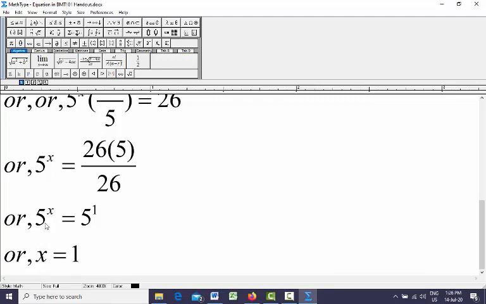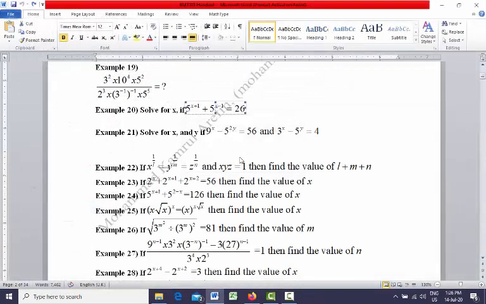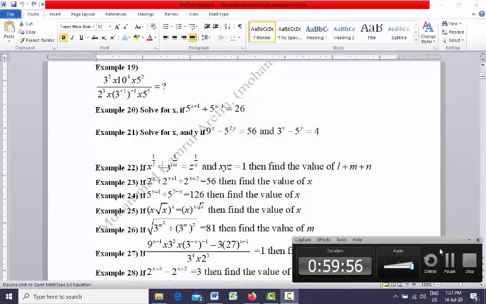So that means when you have the same base on the left hand side and right hand side, in such case powers are equal to each other. That means x is equal to 1. So this is the answer. So the solution of this one is x is equal to 1. That's right.